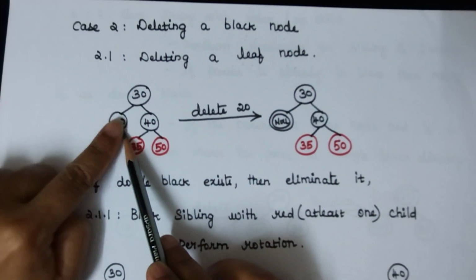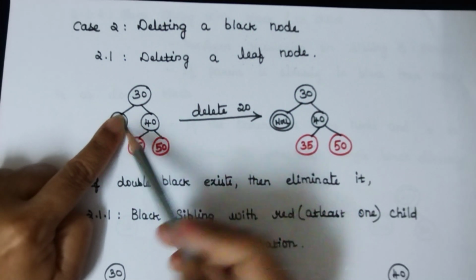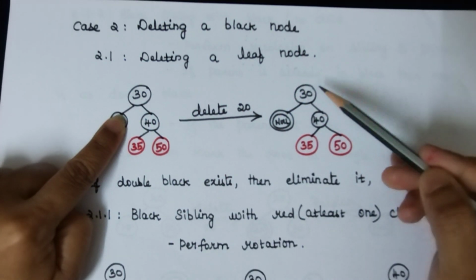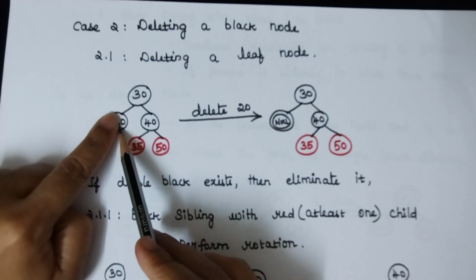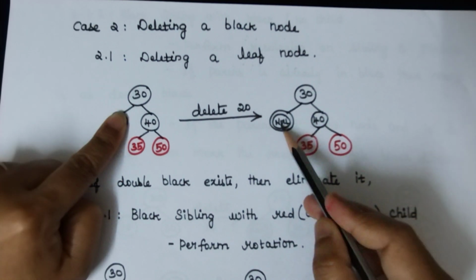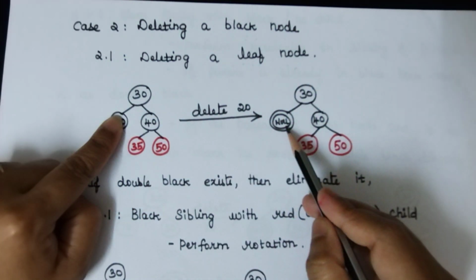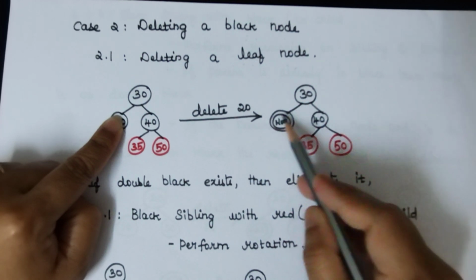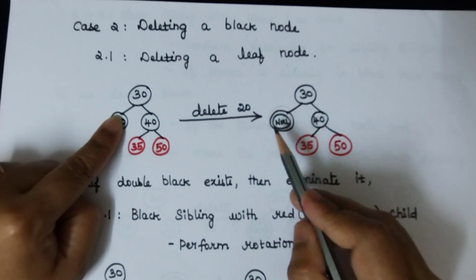If I delete 20, then this will be my tree. Since this is a leaf node, directly I can delete this. So after deleting it, the tree contains 30, 40, 35 and 50 as it is, but this node gets deleted. Once you are deleting a black node from a tree, it will be replaced with a null value, because I deleted this, so nothing will be here. But you check the color of this node, and the circle is double black.